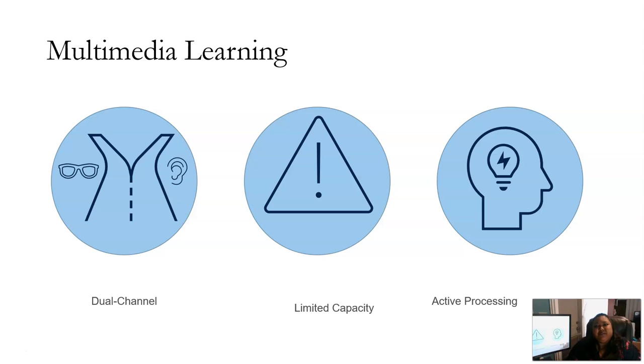In short, multimedia presentations filled with words and pictures really get absorbed into our sensory memory through our eyes and ears. But because of that limited capacity, we can only take in so much at a time into our working memory. Once it's in our working memory, we can then integrate that new information with the prior knowledge we have to be stored in our long-term memory, which is where we want it.